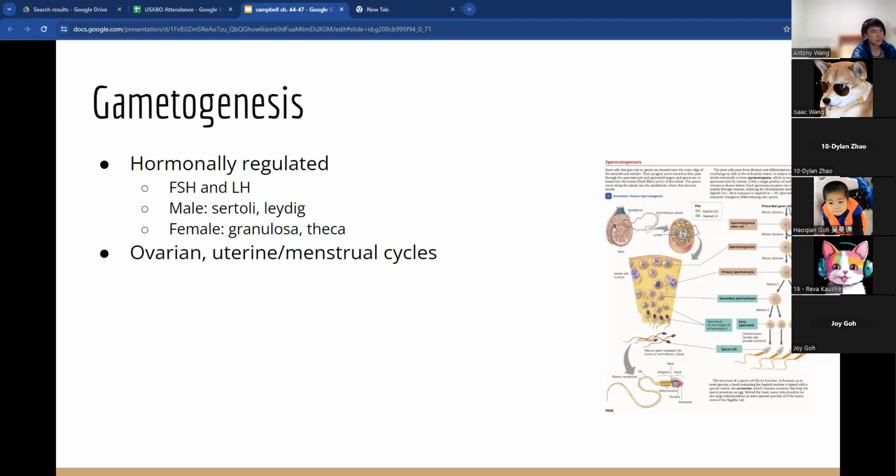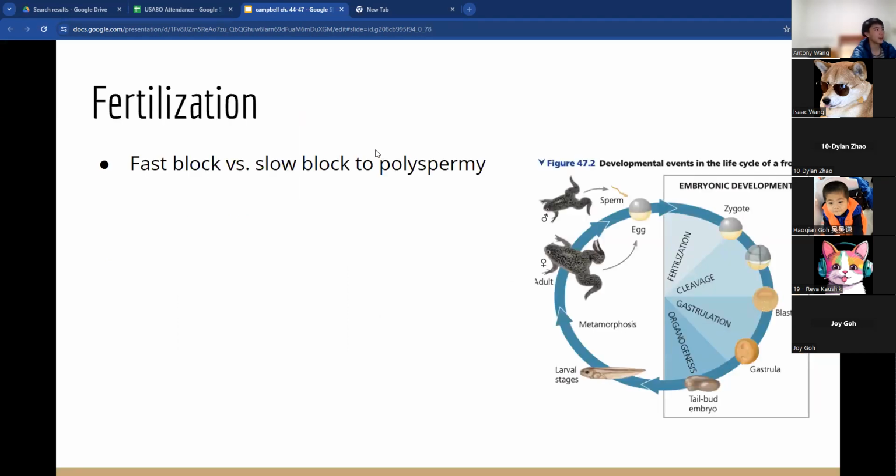Yeah. And now we get to development. This is what I was talking about before: fast block versus slow block to polyspermy. So let's talk specifically about frogs. Frog eggs have a plasma membrane with a bunch of receptors for sperm heads, and when the sperm head attaches to a receptor, the receptor pulls in the sperm head, slash nucleus, right?